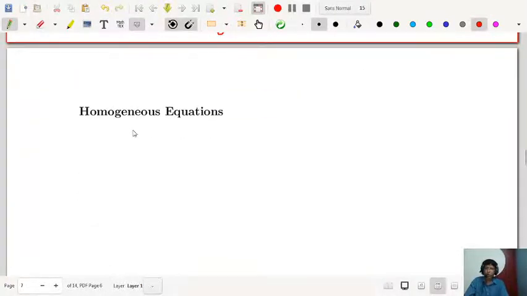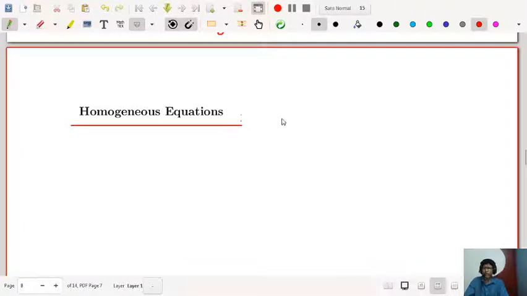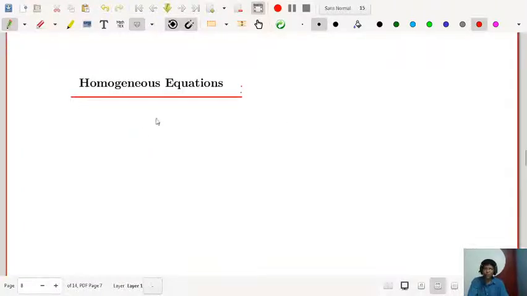Next I shall be talking about homogeneous equations. That is very, very important. What are homogeneous functions? First you have to identify what a homogeneous function is. Let us, for example, take a function of x and y.